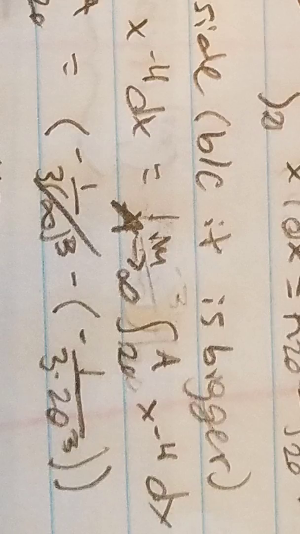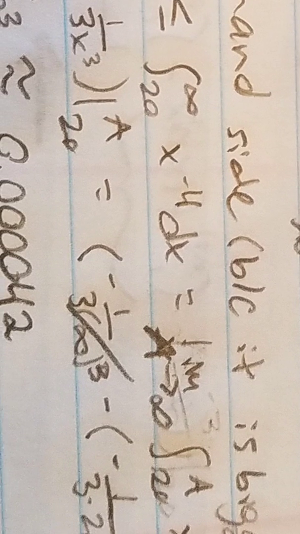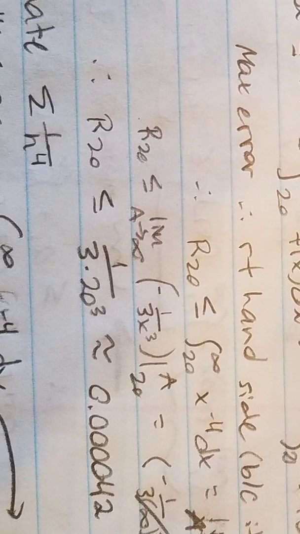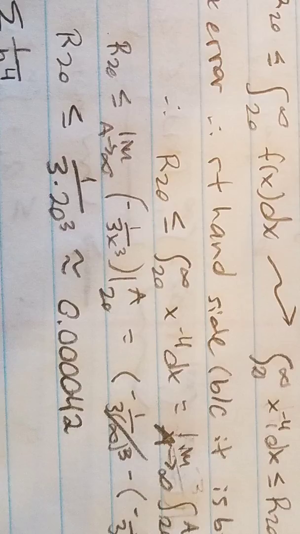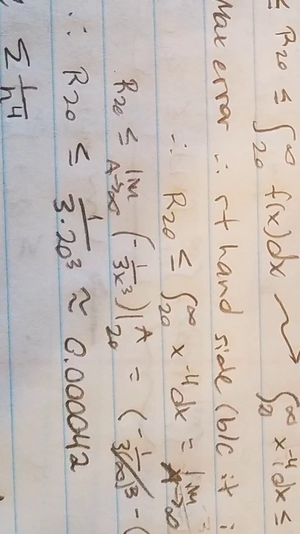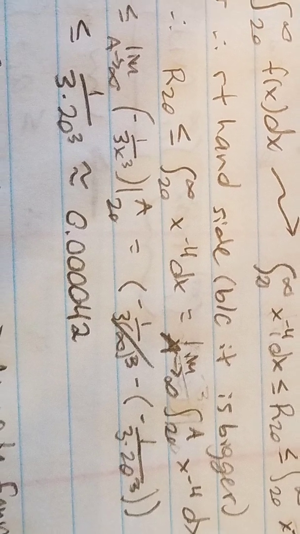If you've made it this far in this video and you don't know how to do infinite limits, there is some kind of problem. So you're going to take the limit as a goes to infinity of the integral from 20 to a of x to the negative fourth dx. This is not that hard of an actual integral. It becomes negative 1 over 3x cubed from 20 to a. You're still taking the limit as a goes to infinity. Then you plug in and you get that this goes to 0.